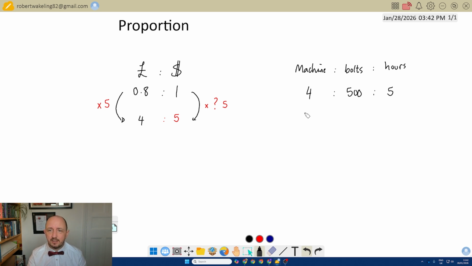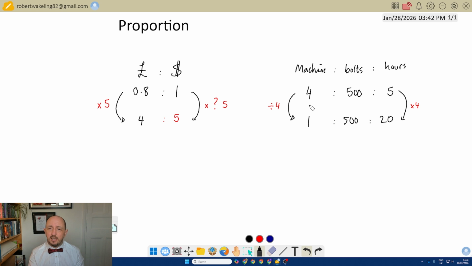We always try to scale down to 1. Okay, what would 1 machine take? Okay, so we're going to divide by 4, same number of bolts. What would happen to the time? Now, time is a strange one. Sometimes we have to take a step back and go, okay, if only 1 machine was doing this, it should take longer. So we're going to have to times by 4 in order to make the same number of bolts. So 1 machine working for 20 hours.